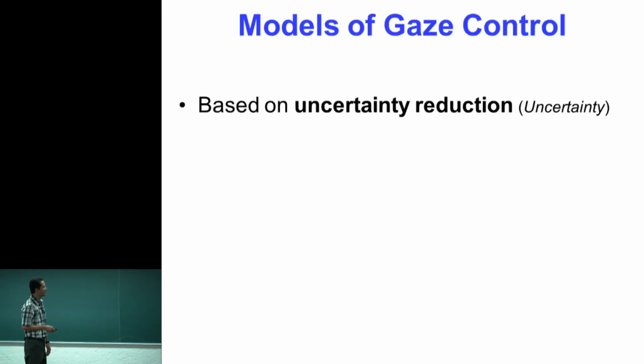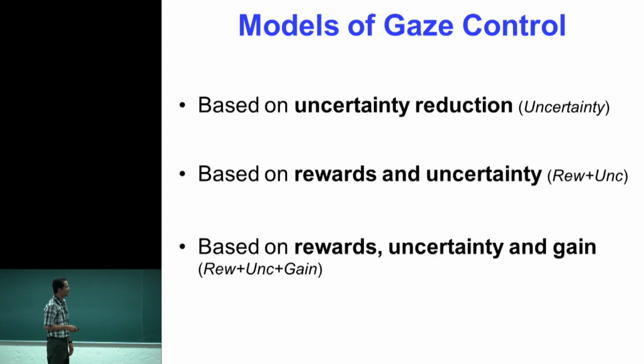What we were trying to do is, well, we proposed these three models of gaze control. One of them was based on trying to reduce uncertainty only. Another one was based on rewards and uncertainty. We were trying to increase the reward that we were getting and to decrease uncertainty. And the third model was similar to this one, but we used something that's called the gain. I'm going to explain a little bit more about that.